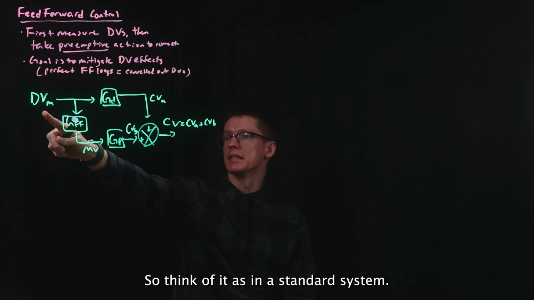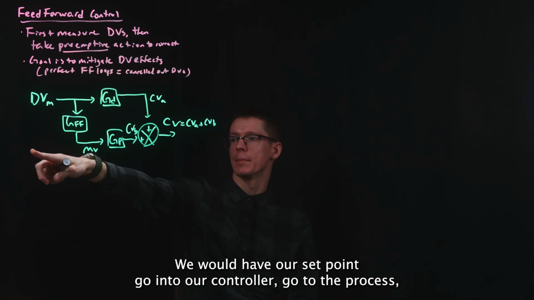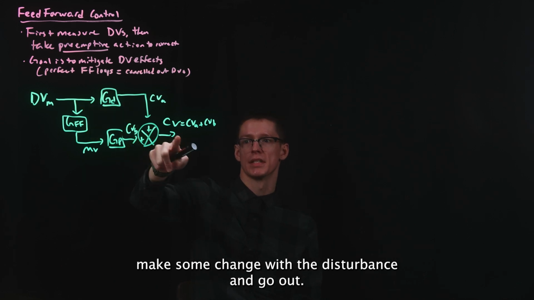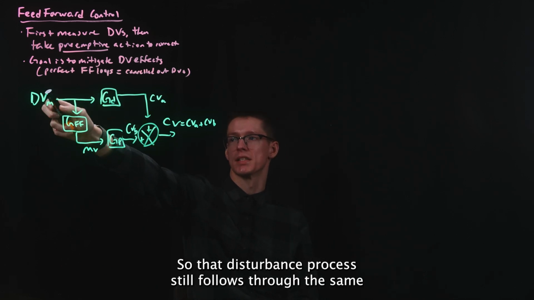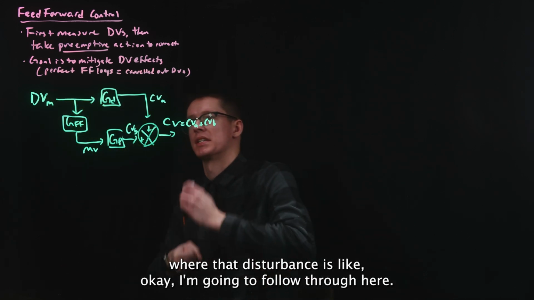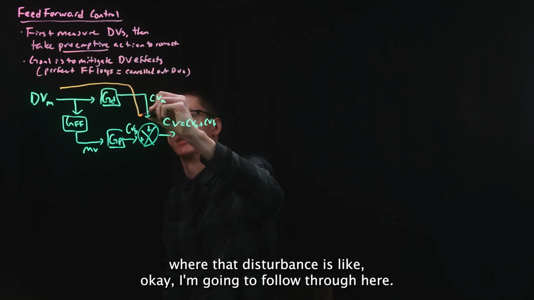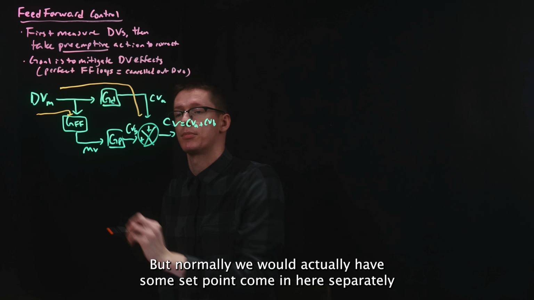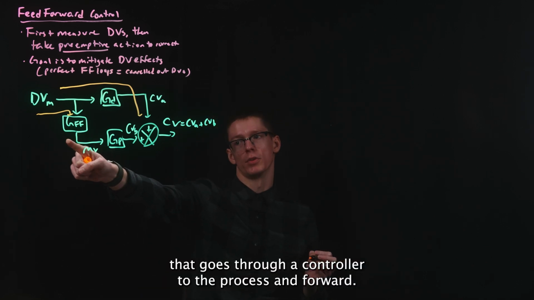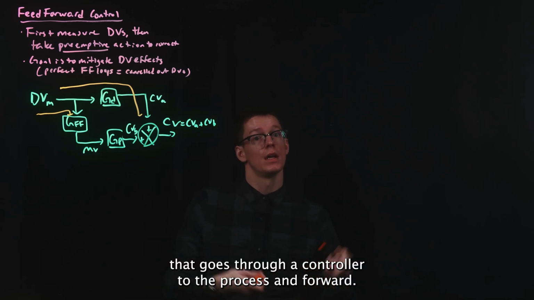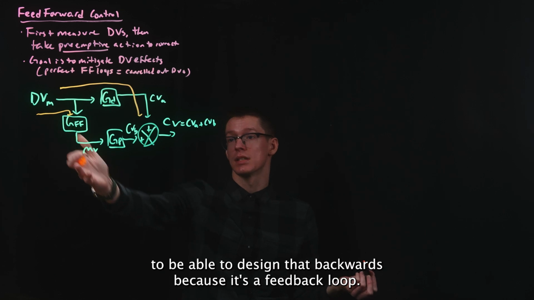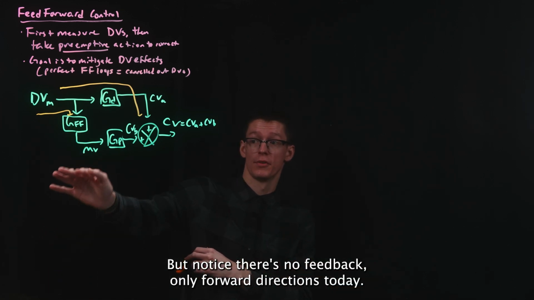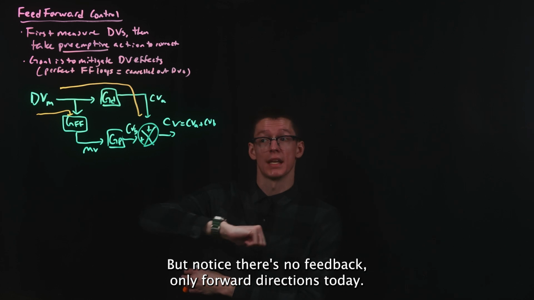So think of it as in a standard system, we would have our set point go into our controller, go to the process, make some change with the disturbance and go out. So the disturbance process still follows through the same. But normally we would actually have some set point come in here separately that goes through a controller to the process and forward. We would then have a closed loop to be able to design that backwards because it's a feedback loop. But notice there's no feedback, only forward directions today.